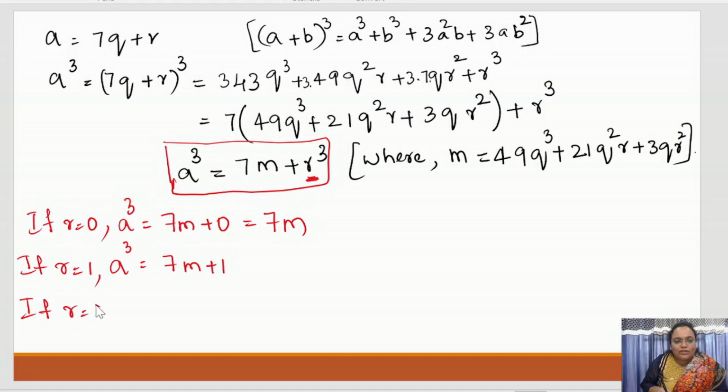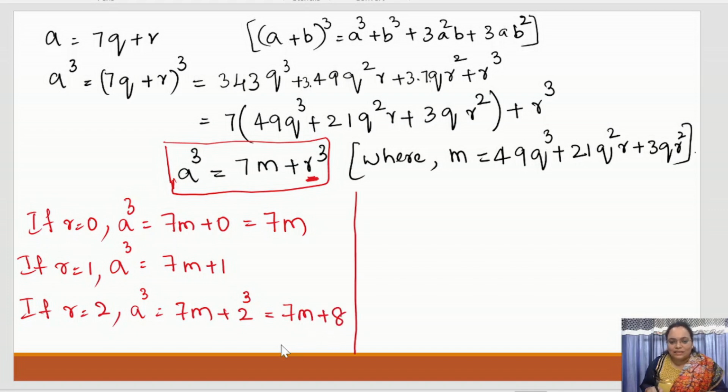If r is equal to 2, a cube will be 7m plus 2 cube, which is 7m plus 8. This is 7m plus 8, right? So if you take 7 common here, this will be 7 times m plus 1, plus 1. Again I can take m plus 1 as m. So this is in the form of 7m plus 1.